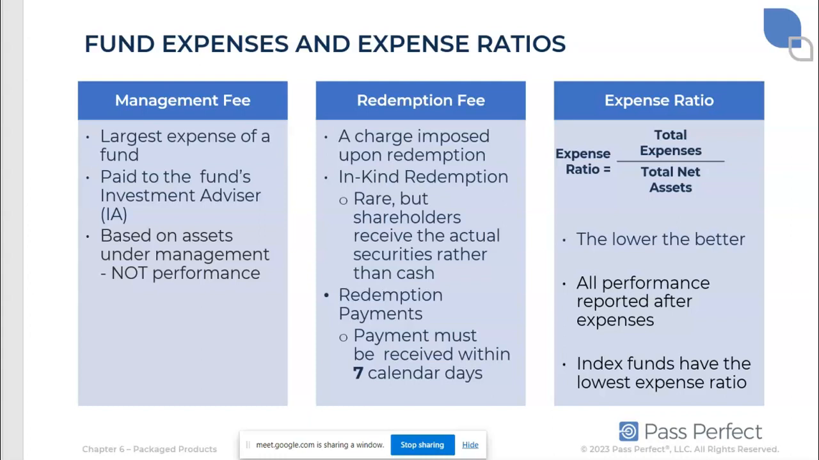Now, as the material says, they're not allowed to charge based on performance. They can't get a fee based on if you do better or do worse. They can't get a percentage of the profits. That is not allowed.